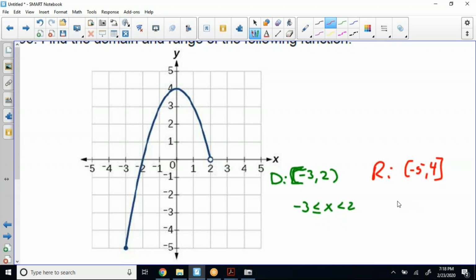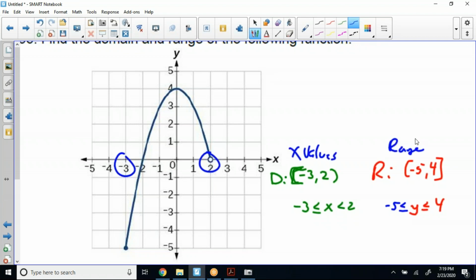She's done pretty good. All right, so the range would be -5 to, let's see, to 4, right? Clean that up a little bit. So would the domain be what's on the X value and then the range be what's on the Y? Yeah. So here's the X values for the domain. This confuses me more than anything. Yeah, and then the range is Y values, right?